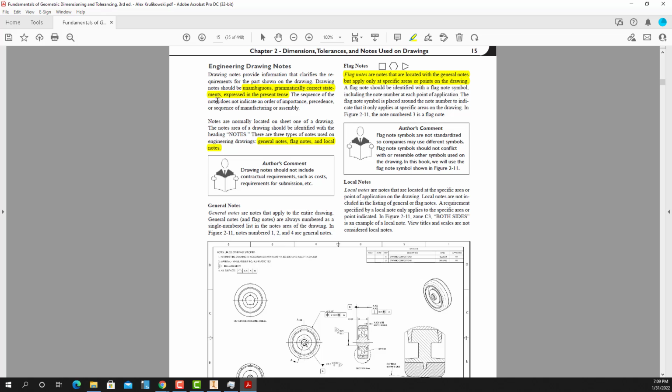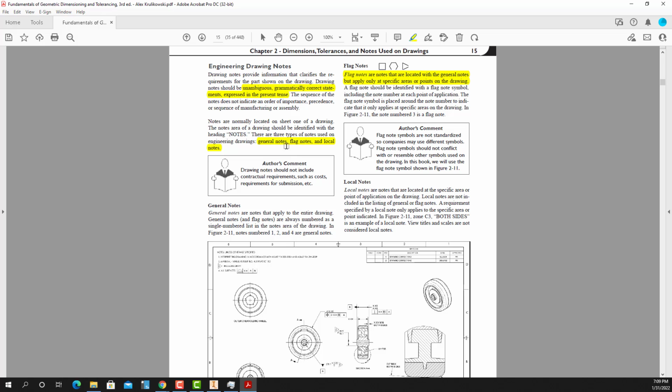Unambiguous, grammatically correct statements for drawing notes. Always in present tense. You don't tell them that you might want to, you tell them the text will be. You tell them exactly what you want it to be. You don't tell them it was. It's always in present tense.